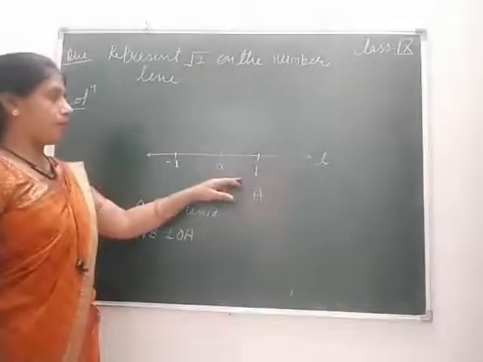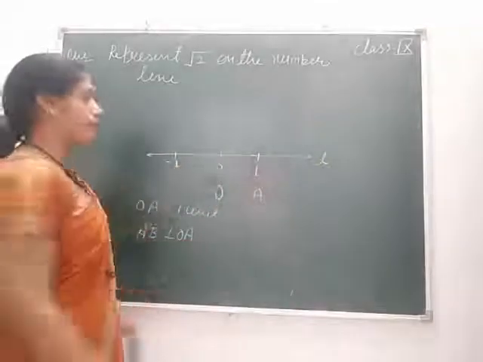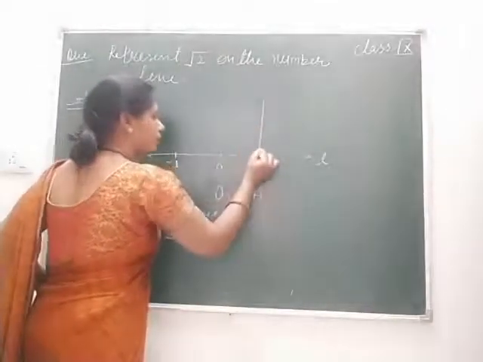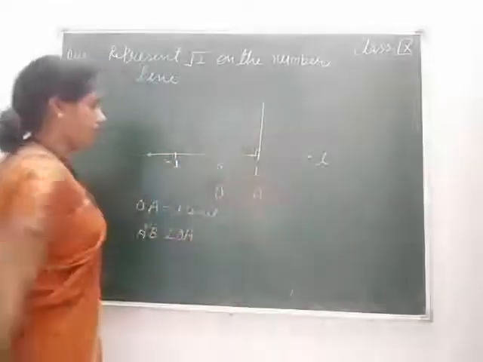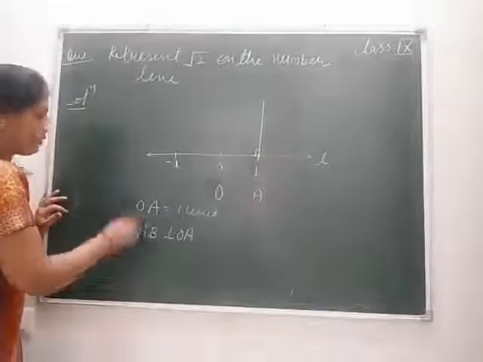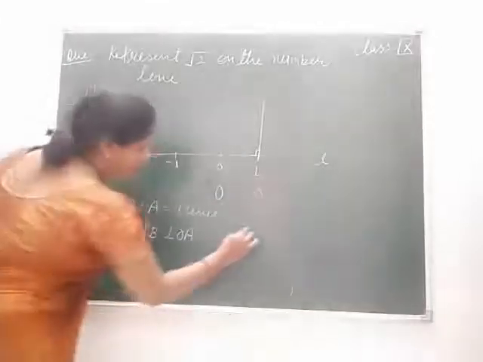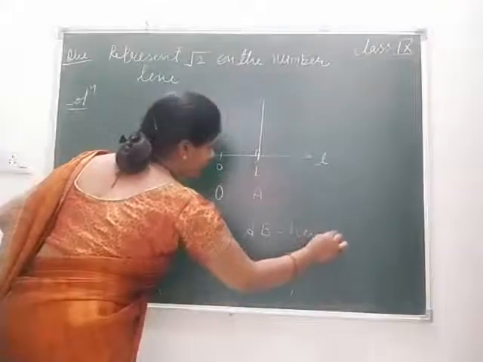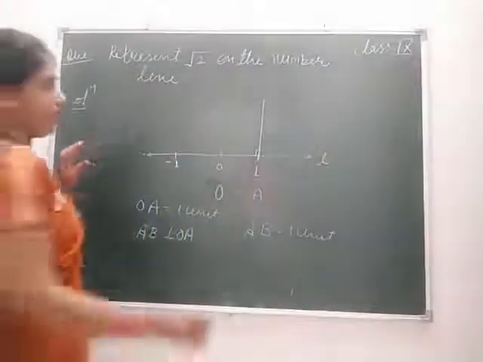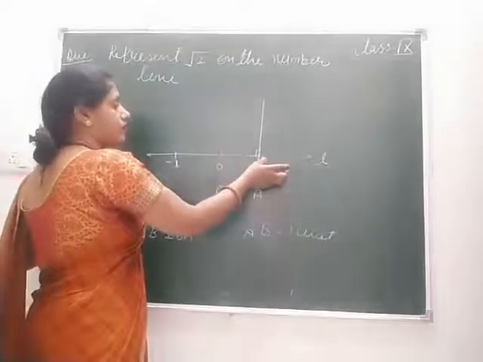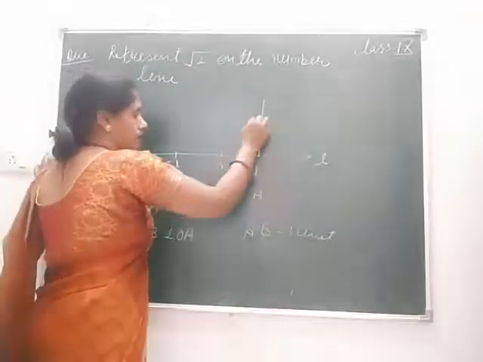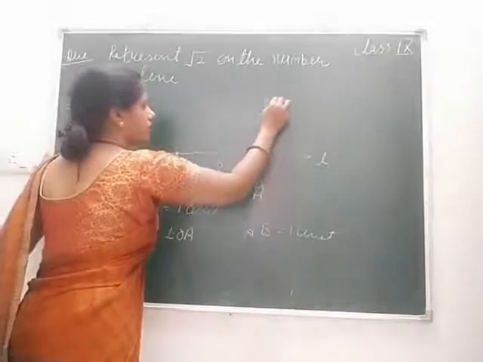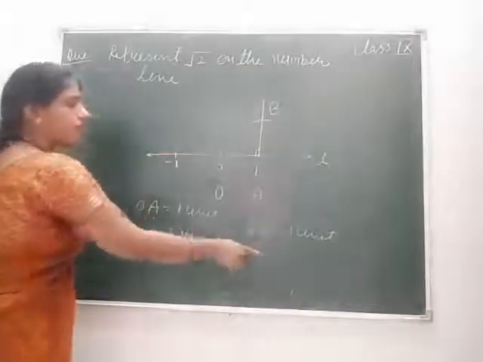Means A point A पर हमें क्या बनाना है? परपेंडिकुलर ड्रॉ करना है. AB is the perpendicular to OA and AB is the 1. Take AB equals to 1 unit. We cut an arc with help of the compass at point A. Clear? Is the indicator of the B. AB equals to 1 unit.